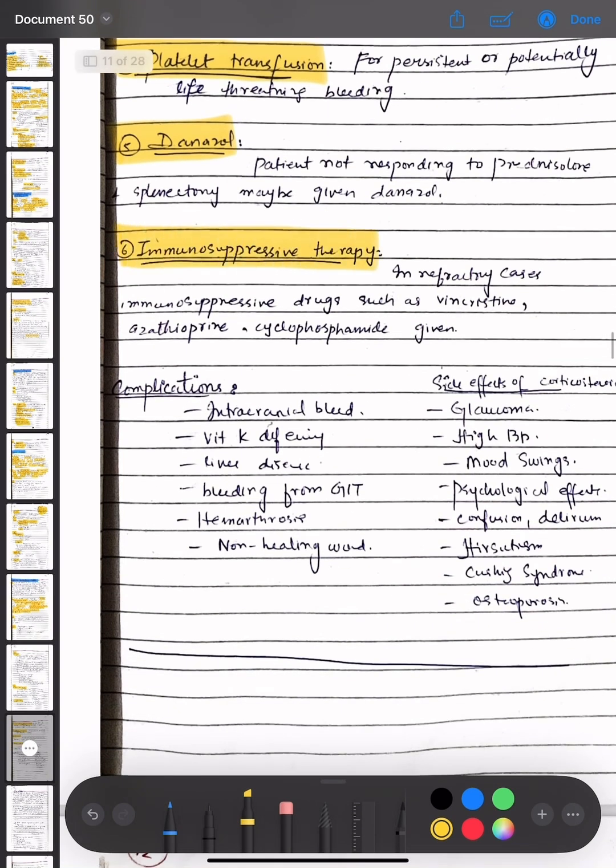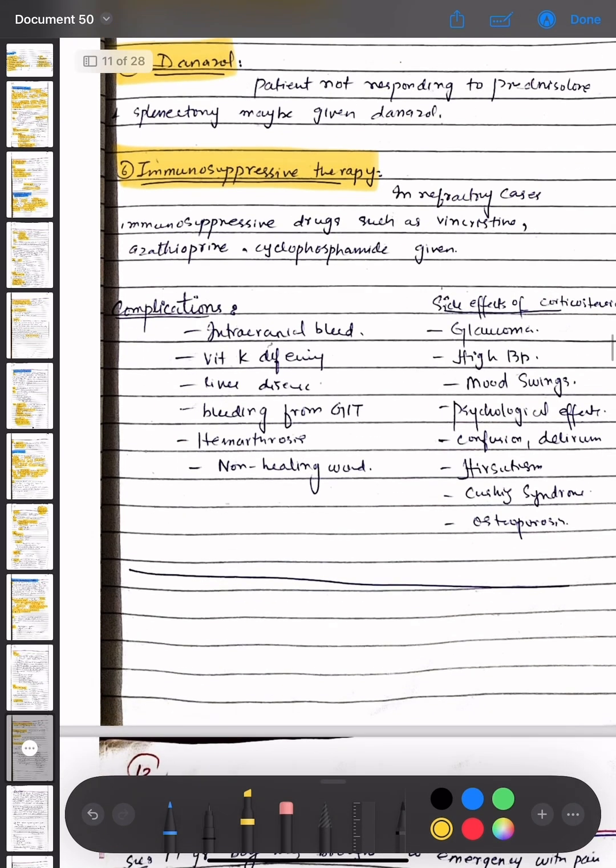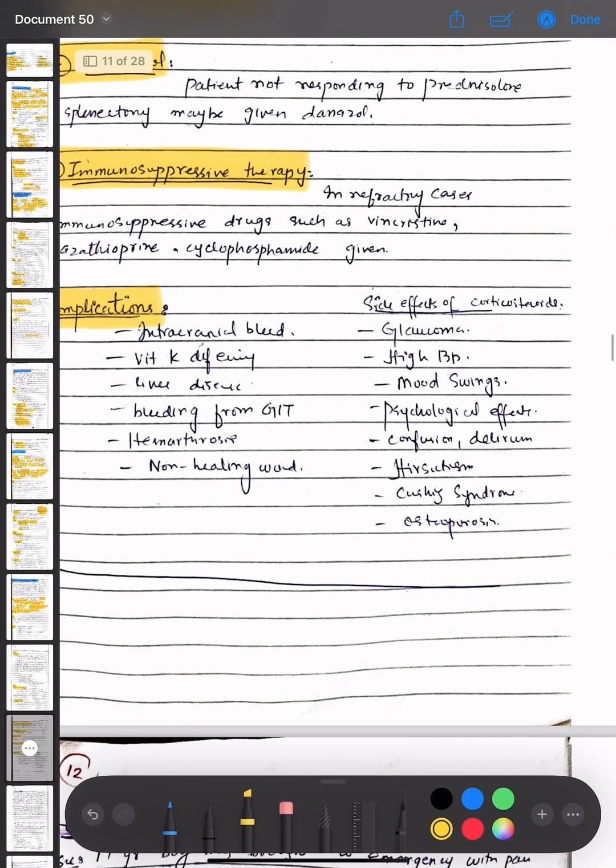Immunosuppressive therapy is given in refractory cases. Immunosuppressive drugs such as vincristine, azathioprine and cyclophosphamide are given. The complications of ITP are intracranial bleed, vitamin K deficiency, liver disease, bleeding from the GIT, hemarthrosis, and non-healing wounds. The side effects of corticosteroids are glaucoma, high BP, mood swings, psychological effects, confusion, delirium, hirsutism, Cushing syndrome, and osteoporosis.